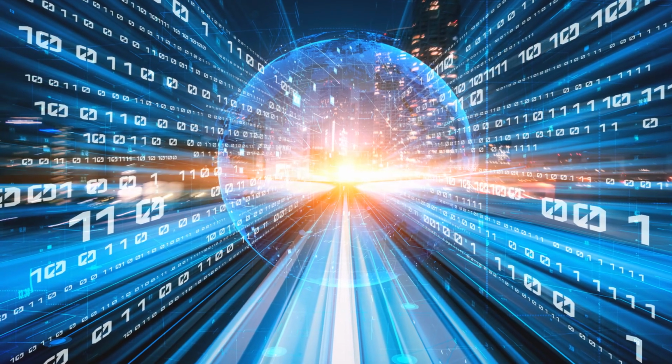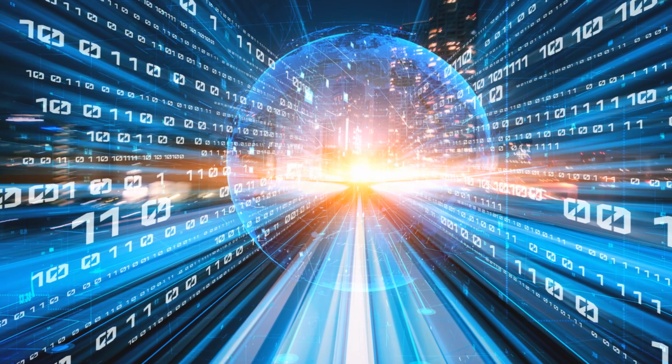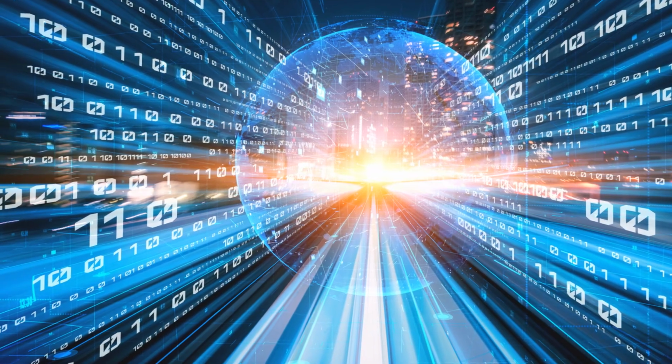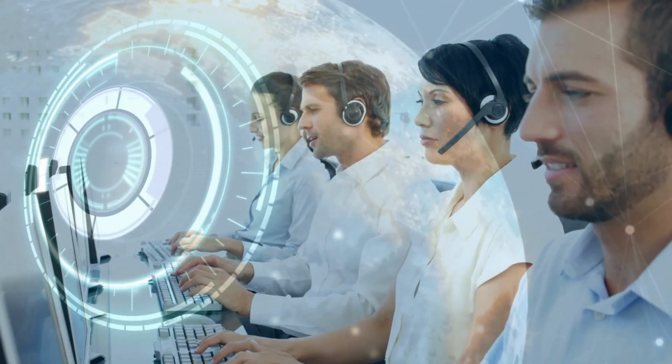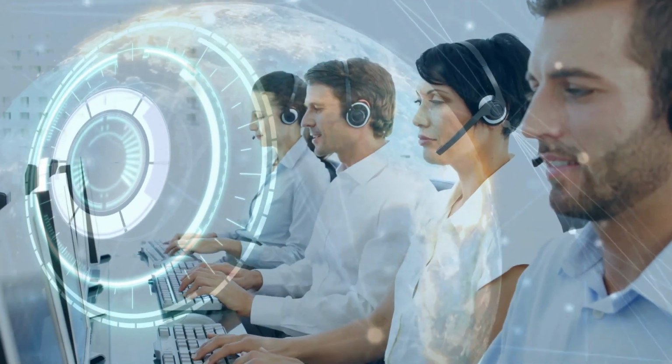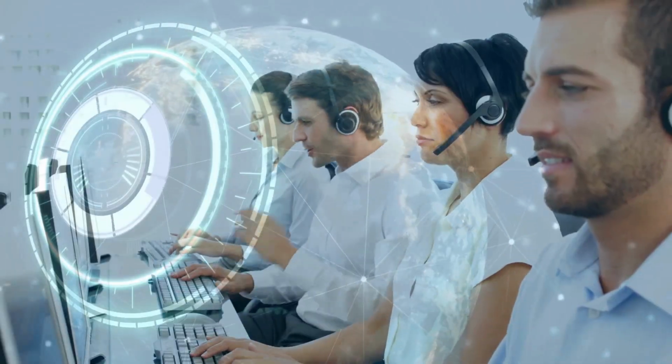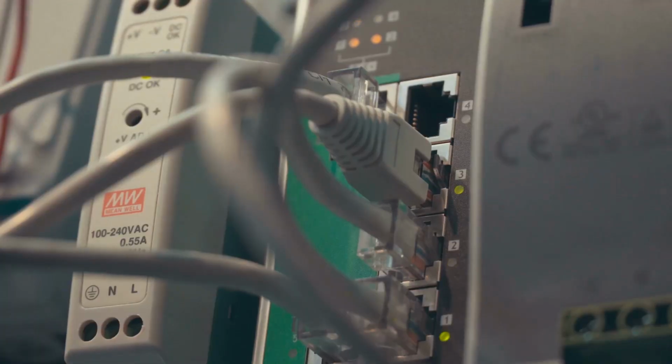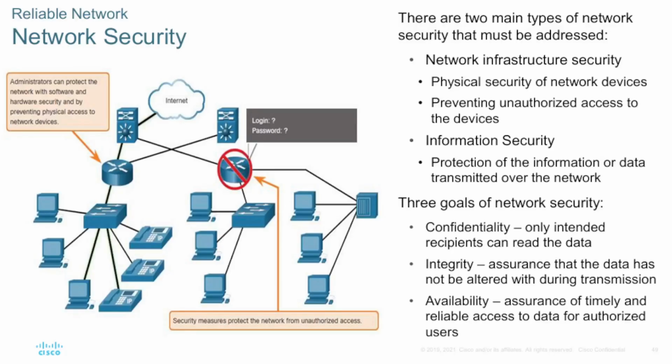QoS gives them priority over less time-sensitive tasks, such as file uploads or background updates. Imagine you're on a Zoom call, uploading a file, and streaming music all at once. That's multiple data streams sharing the same connection. QoS makes sure high-priority traffic like voice and video gets through smoothly when it matters most. Even during peak usage, QoS keeps critical applications running smoothly and responsively.